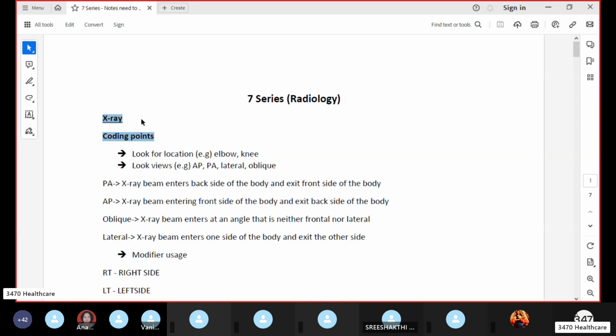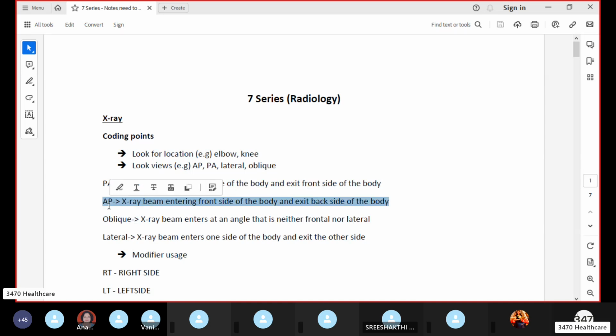You need to go with the backside of the CPT and search. And views: AP view, PA view, lateral view, oblique view. So PA, posterior anterior. Posterior means back, anterior means front. So back to front. The X-ray beam enters the back of the body and exits the front. That is for PA.